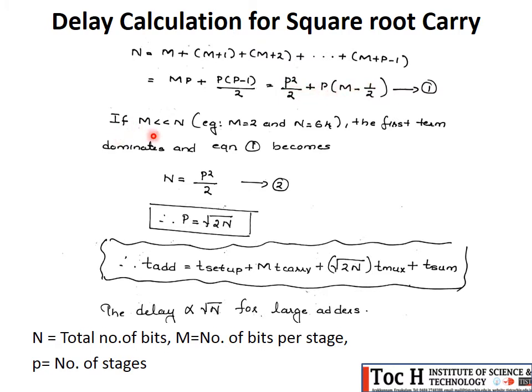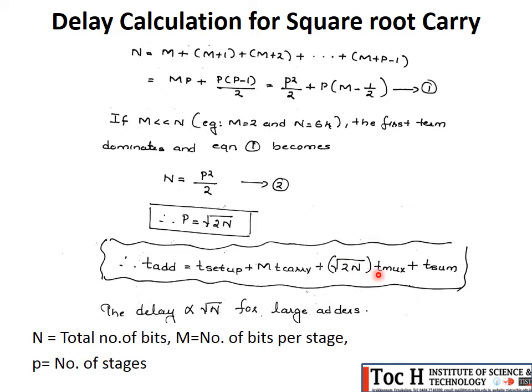If m is much less than n, for example, suppose the number of bits handled in the first stage is only 2 and the total number of bits to be added is 64, in that case m is much less than n, then the first term dominates in equation number 1. So only the first term has to be considered, that is n is equal to p square by 2. That is an approximation. n is equal to p square by 2, or p is equal to root of 2n. So in that case we can write it like this: t setup plus m t carry plus root of 2n t mux.